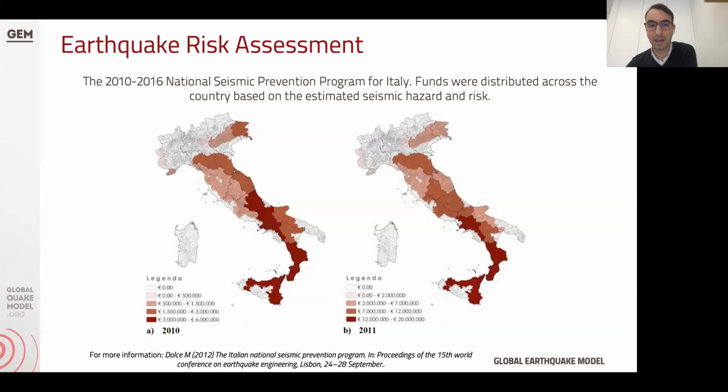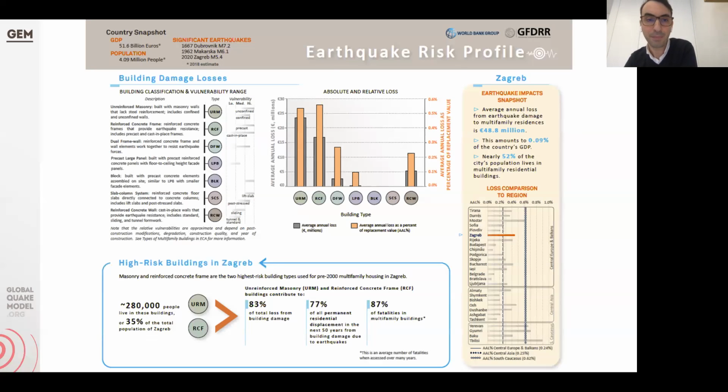So despite the fact that you might think 1 billion euros is a lot of money, the truth is that they estimated it was 1% of what was actually necessary to make the country much safer against earthquakes. But this is what was available. So it is quite important to make sure that the funds are distributed proportionally.